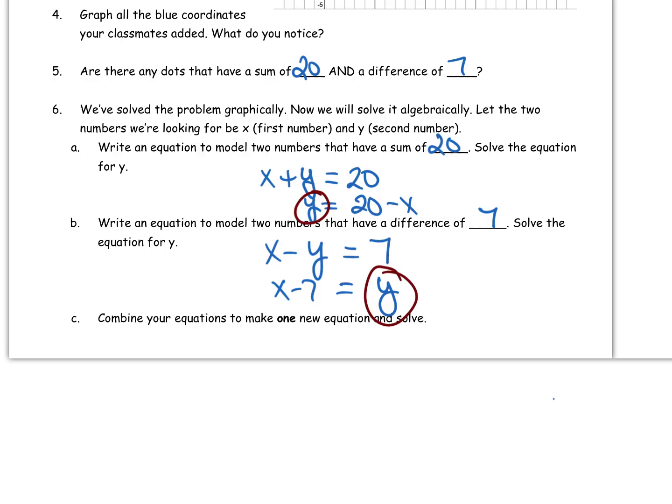So I can say x plus y equals, oh, no, I don't know what I'm doing. I can say 20 minus x equals x minus 7, because those both equal y. Now I just have to solve it. And when you get to this point, you should be down to one variable. When we solve it, we're going to get our x value. So what would you do to solve this?